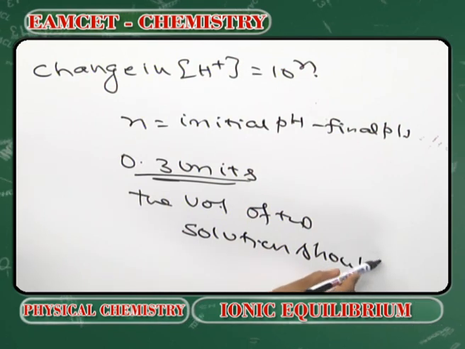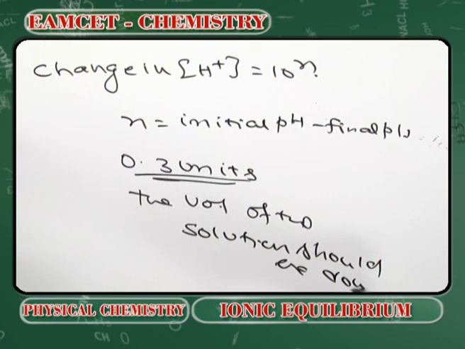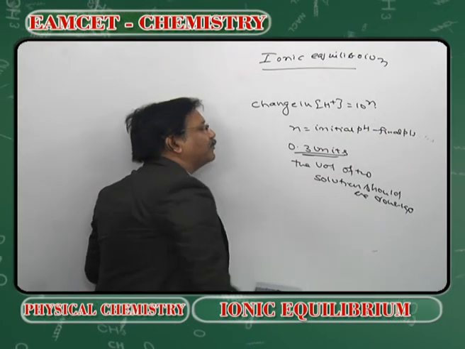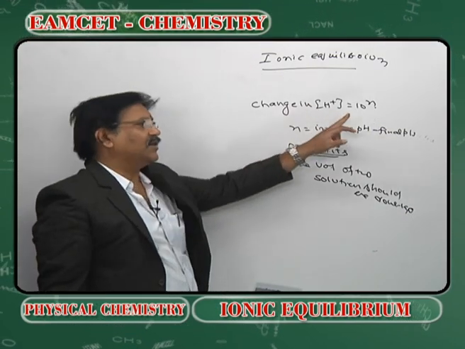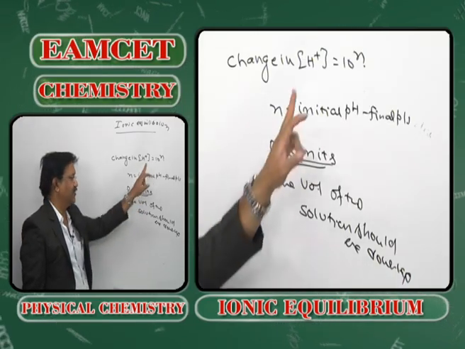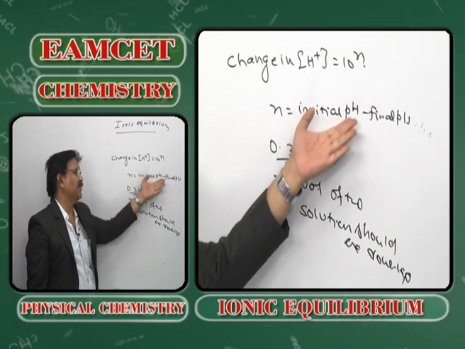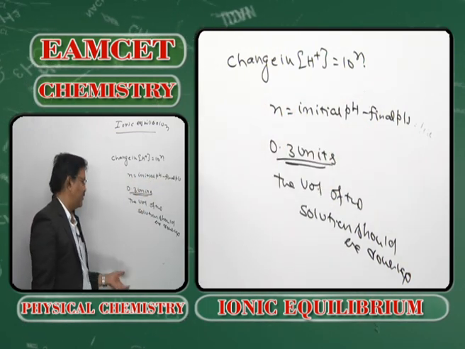This is one important tip which students are expected to remember. To change the pH value by n units, what should be the change in H plus ion concentration? 10 to the power of n, where n is equal to initial pH minus final pH.